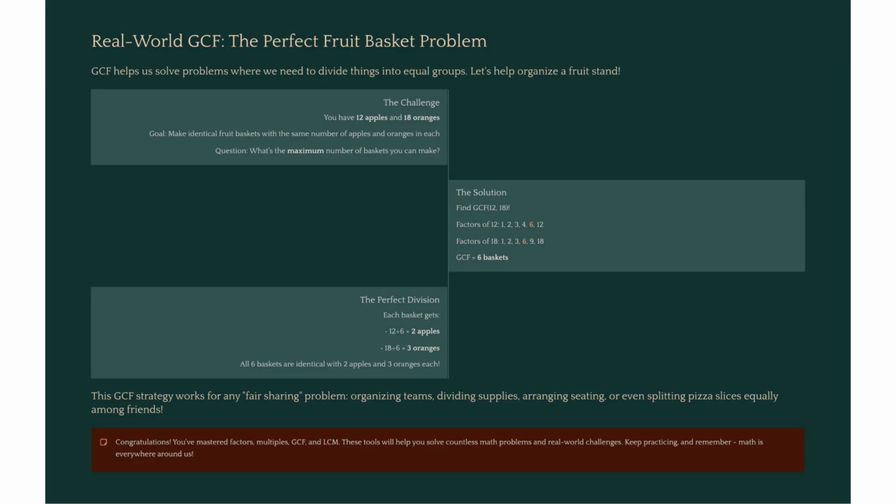The GCF solves problems about creating the largest possible equal groups. Imagine you have 12 apples and 18 oranges, and you want to make the largest number of identical fruit baskets with no fruit left over. You need the GCF of 12 and 18, which is 6. You can make 6 baskets, and each basket will have 2 apples and 3 oranges. GCF ensures the groups are as big and as equal as possible.